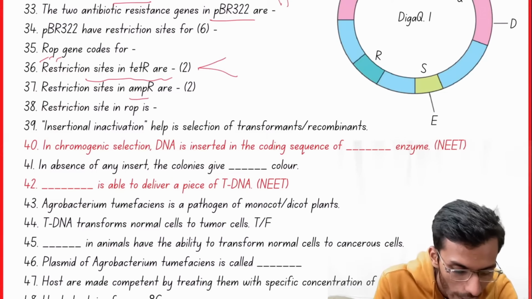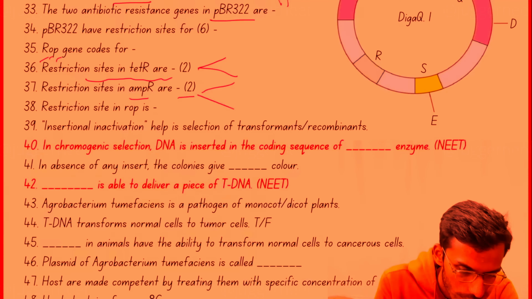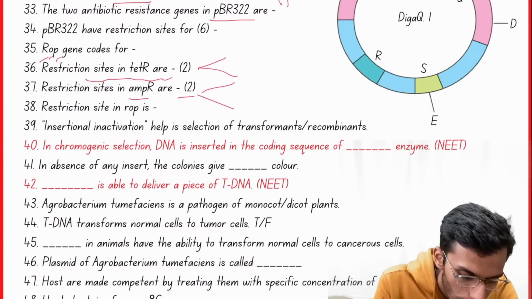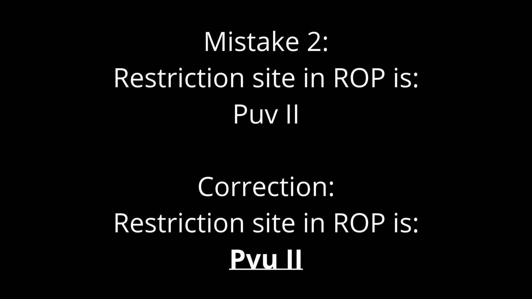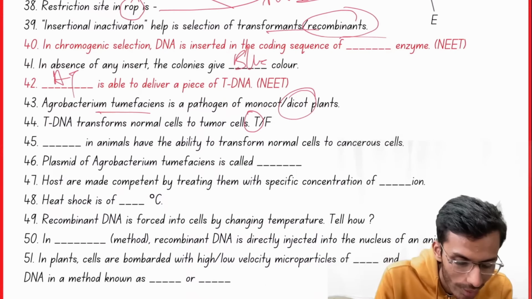Resection sites in MRR are two, PUV1 and PST1. PVU1 and PST1. Resection site in ROP is PUV2. PVU2. Dash in animal have the ability to transfer normal cell to cancerous cell.